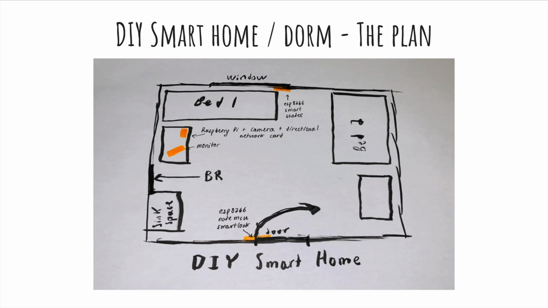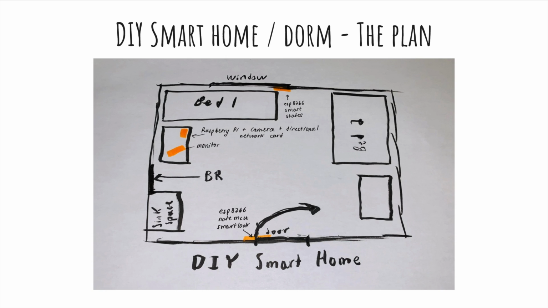On the left, there is a diagram of two different devices. One is a monitor and the other is a Raspberry Pi that is equipped with a camera as well as a directional network card. The camera on the Raspberry Pi will be used with a facial recognition piece of software that I wrote in Python in order to recognize who enters the room and at what time exactly they enter the room. It also may be used in a future project in order to detect people as well as where they move in the room.